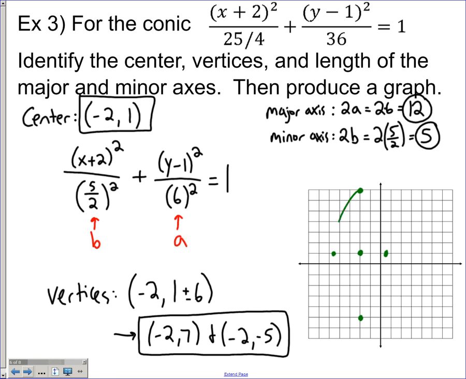You can see it's elongated vertically. And let's make sure that our vertices match up. So -2, if you count the squares, that goes to 7. And -2, -5. So our original algebraic math worked out. It matches our graph.